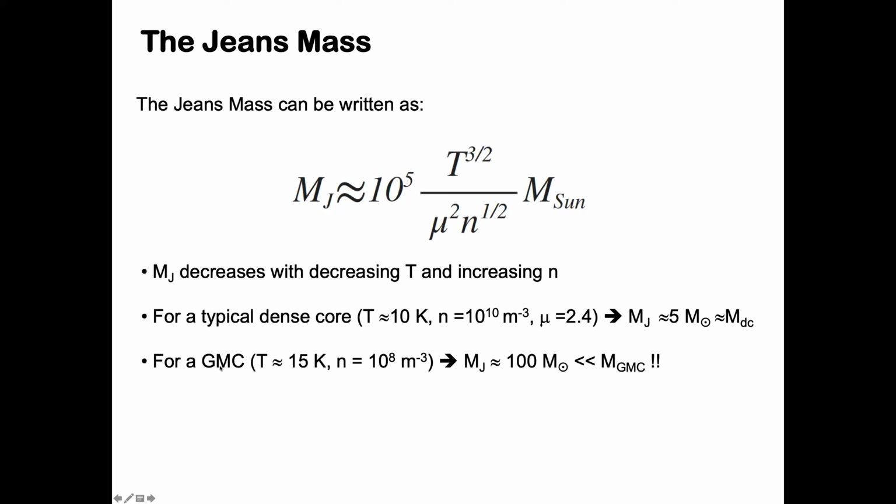However, if you look at the GMC, the giant molecular cloud, with temperatures on average of 15 Kelvin, and an average density a bit lower than that, 10 to the 8 per cubic centimeter, this translates to a Jeans mass of 100 solar masses. Now, this is much lower than the mass of a giant molecular cloud. I told you at the beginning that the typical masses are larger than 10 to the 5 solar masses. So if this is the case, and it is the case, then what's going on? This giant molecular cloud should be collapsing and making stars like crazy, but actually we don't see that.